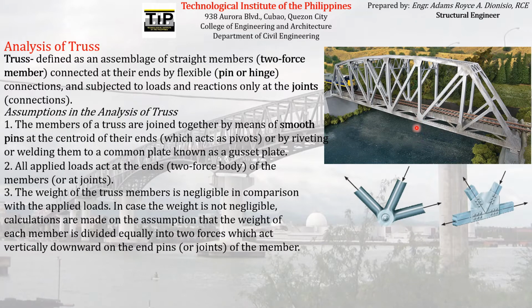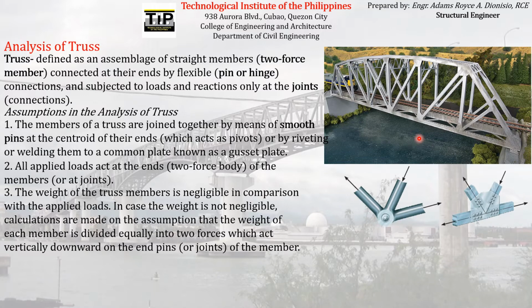Which is, yun naman usually yung case. Kasi nga, kung mapapansin nyo, yung mga members ng truss usually, maliliit lang. Hindi siya ganun kalalaki. Kung maliliit lang yan, syempre, proportional yung weight dun sa size niya. Kung maliit siya, malamang yung weight niya, maliit lang din. And usually, yung weight na yon ng isang member compared dun sa load na dinadala ng truss, usually, negligible. Maliit lang talaga yun compared dun sa load na dinadala ng truss.